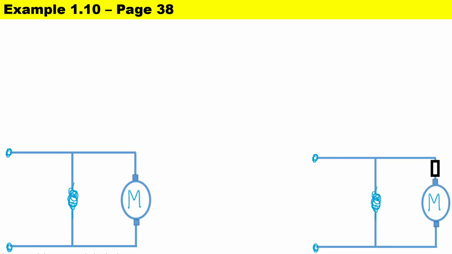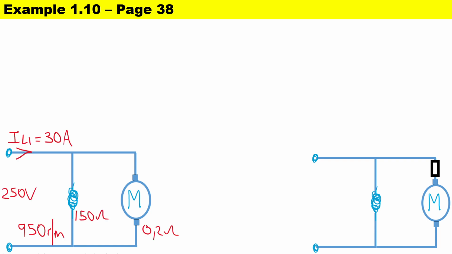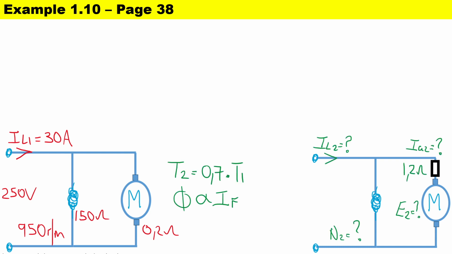Right, so here's my original circuit. It's a shunt motor, and then we have our diverter circuit where we place the diverter resistor in series with the armature. Let's take a look at all the values that are given. We have a supply current of 30 amperes being drawn by the armature assembly. We have a terminal voltage of 250 volts. Our original speed is 950 revs per minute. Our shunt field resistance is 150 ohms, and our armature resistance is 0.2 ohms. Now, just a note, they said that the torque is reduced by 30%.